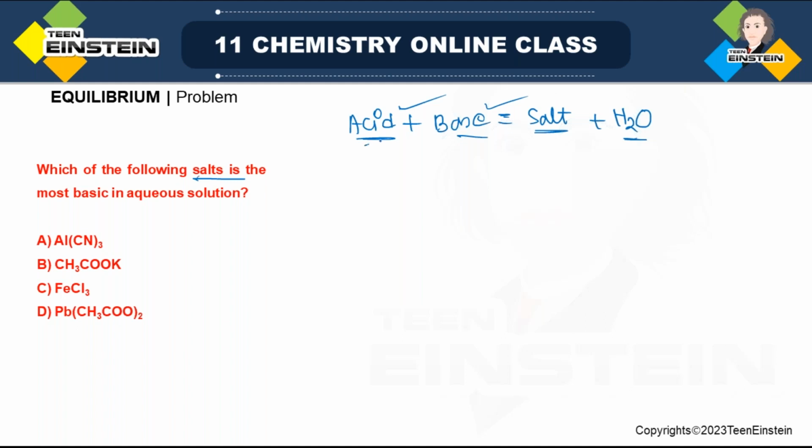Suppose the acid is very weak but the base is very strong; obviously the aqueous solution will be basic. But if the base is weak and the acid is strong, then the solution is acidic in nature. Here we have to find in which case it is most basic, not just basic but most basic. So we take all of these salts one by one and see from which acid and base each salt is produced.